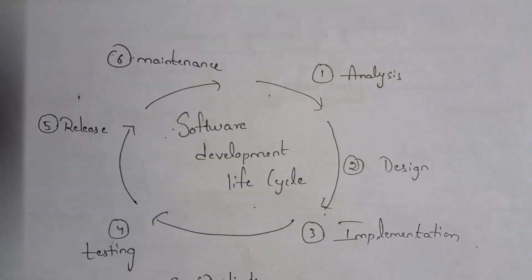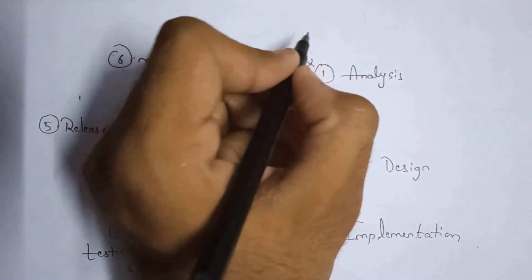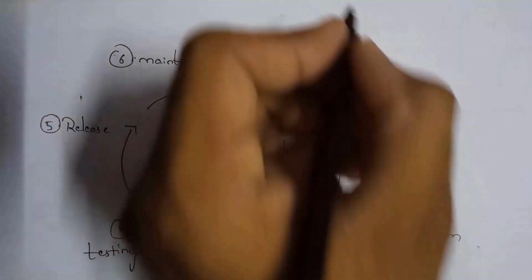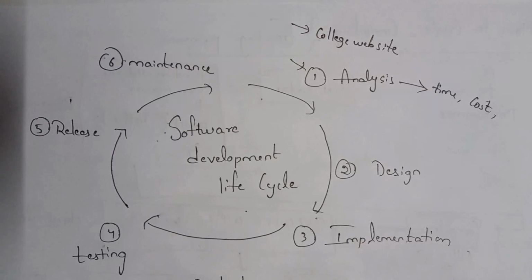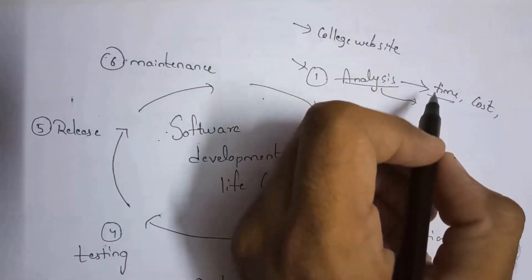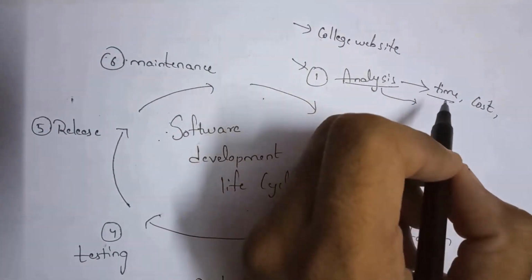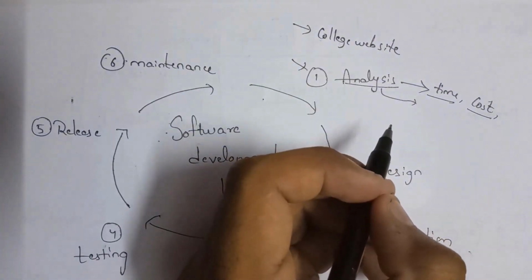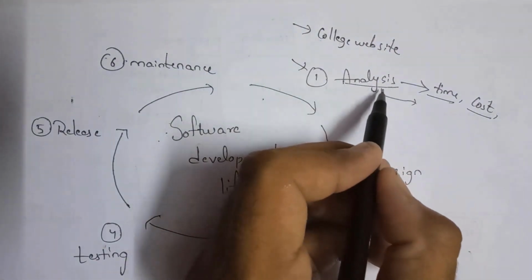Totally there are 6 stages in software development lifecycle. On that first stage is analysis. For example, client given project to this software company in order to design one college website. How much time and how much cost required in order to complete this project is known as analysis. In this, we need to identify time, how much time that this software required to complete and how much cost it will take, and what are the programming languages that we required in order to complete this project.